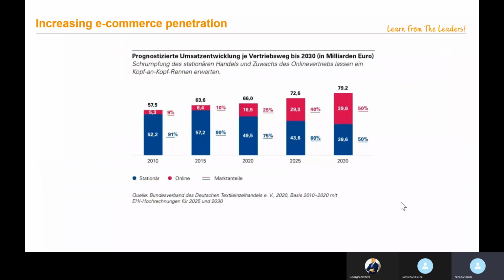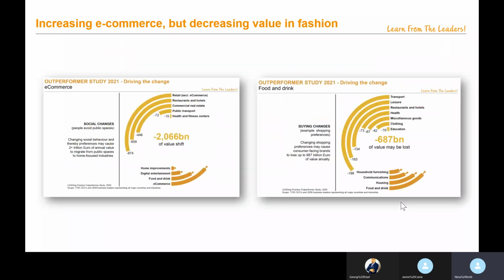What I did is that I had a look at the e-commerce industry, and what we learned is that e-commerce penetration is increasing. By 2030, the distribution of fashion will be 50% online. And what I've learned from the leading practice outperformer study is that due to Corona, there are social changes and a value shift, so that e-commerce is increasing. But for the fashion industry, we have the struggle that there may be a loss in value for clothing.